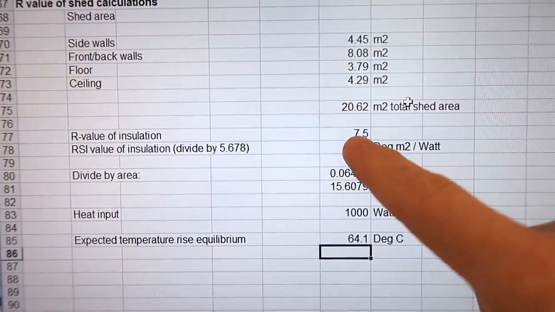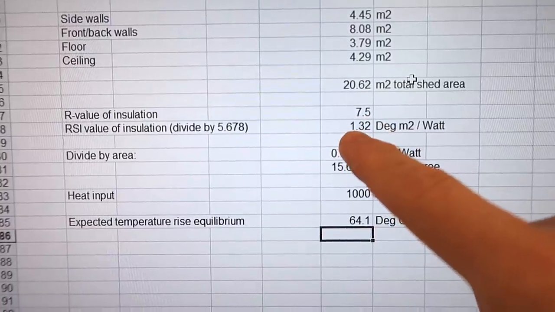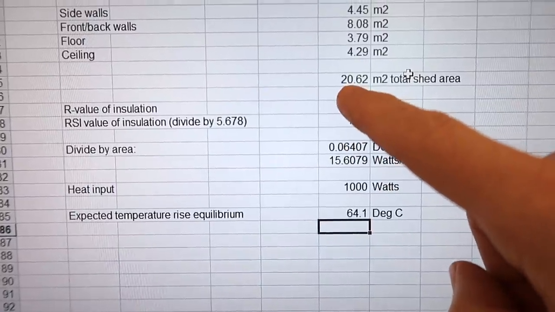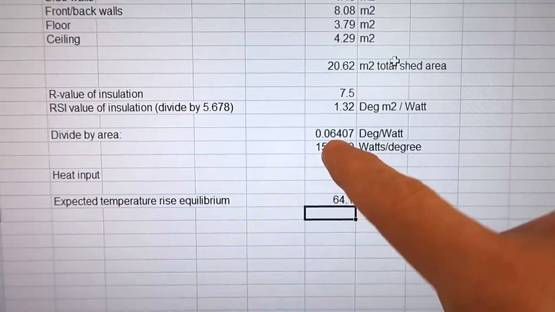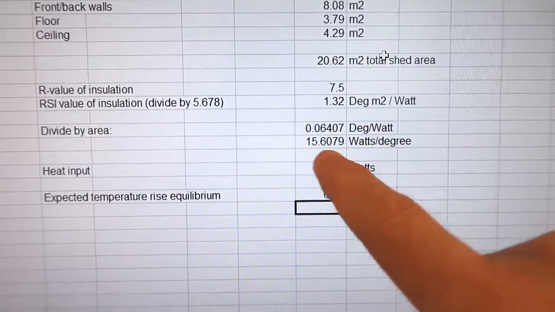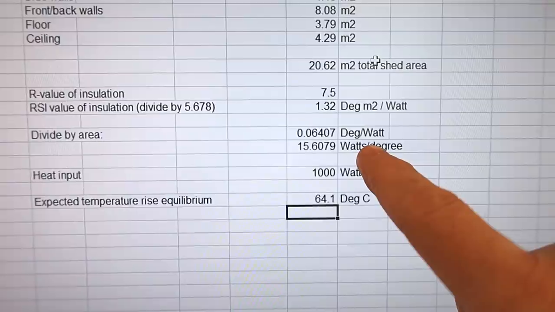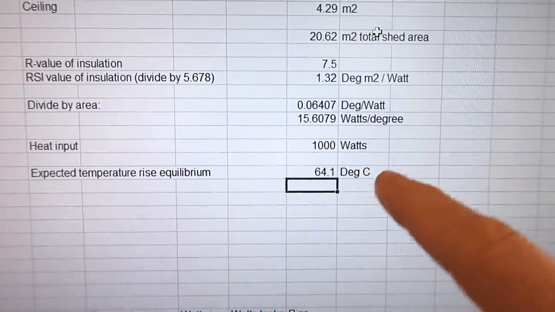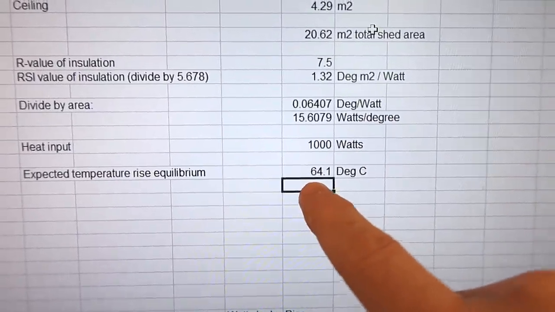Of course, as time goes on, the formula is very much dominated by heat leaking out of the shed, so I decided to calculate that as well. I used R7.5 insulation, which works out to RSI of 1.32, and dividing that by the total shed area works out to 0.064 degrees per watt, or 15.6 watts per degree temperature rise. So with 1,000 watts in, that would result in an equilibrium that is 64 degrees higher.